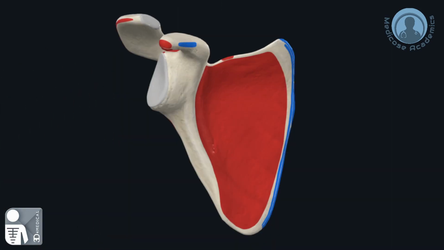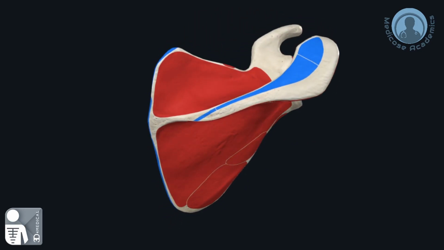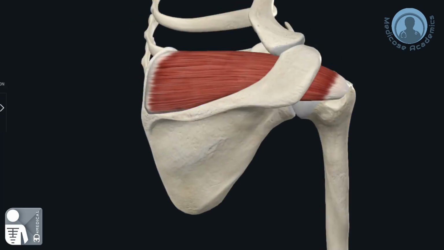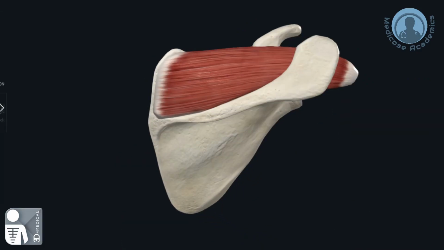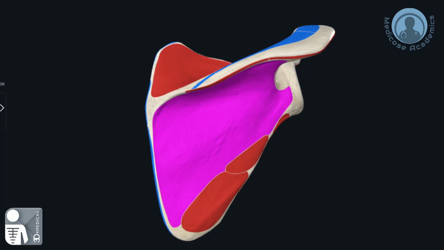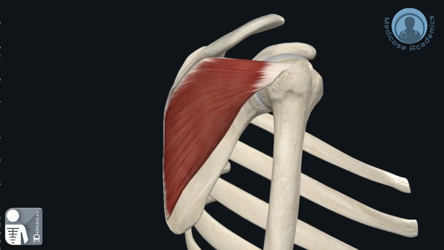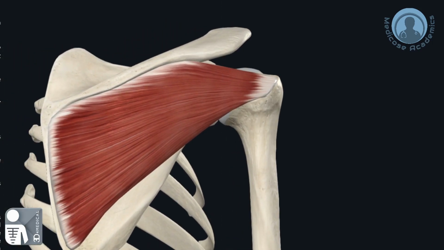On the posterior aspect, if we go back, on the supraspinous fossa, here is the muscle of the same name. This is the supraspinatus muscle, getting attached to the humerus bone again. If we look down on the infraspinous fossa, here is the infraspinatus muscle. This is getting attached to the back of the humerus.